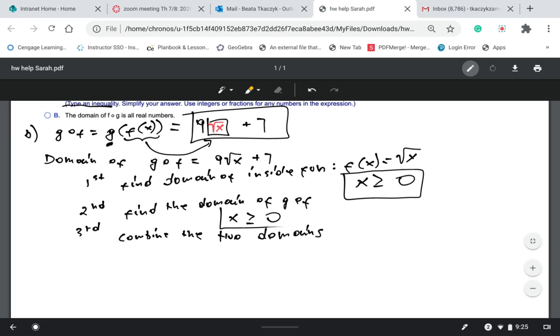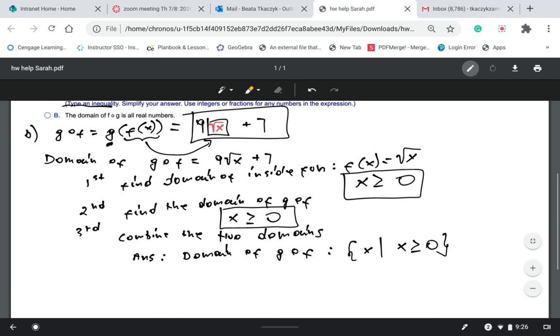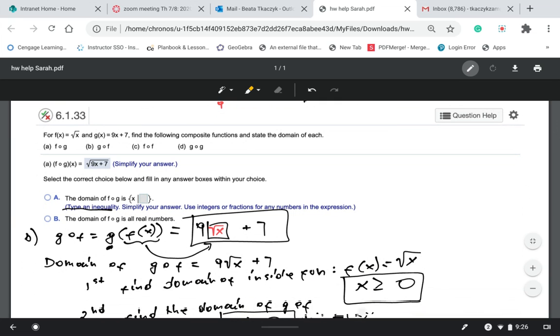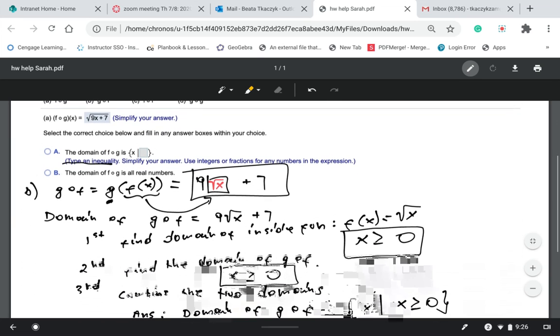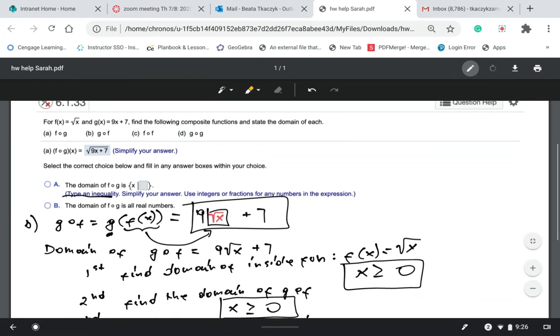So I'm not going to graph it since both domains are the same, which is x greater than or equal to 0. So the answer will be the domain of G composed with F is just all the x's such that x is greater than or equal to 0. And again, it looks like they want you to type the inequality for the domain. So that was part B.